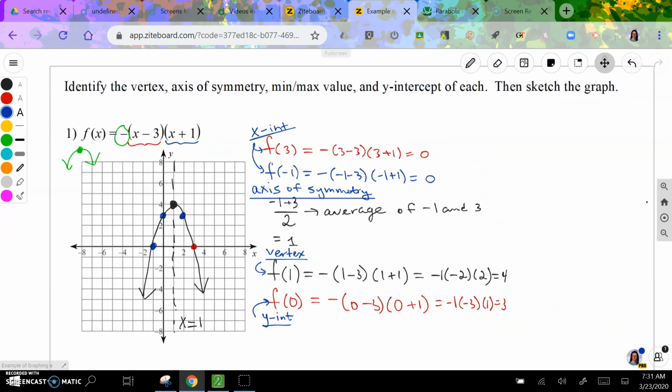All right, all done. Let's double check. Find the vertex: it's on our graph. Our vertex is (1, 4). Our axis of symmetry is x equals 1. Our min-max value: we have a max, the highest, and the value is only the y value, so it's going to be 4. The y-intercept is going to be (0, 3). So we now have identified everything. I actually think it's much easier to sketch the graph and then identify everything, so feel free to do that.